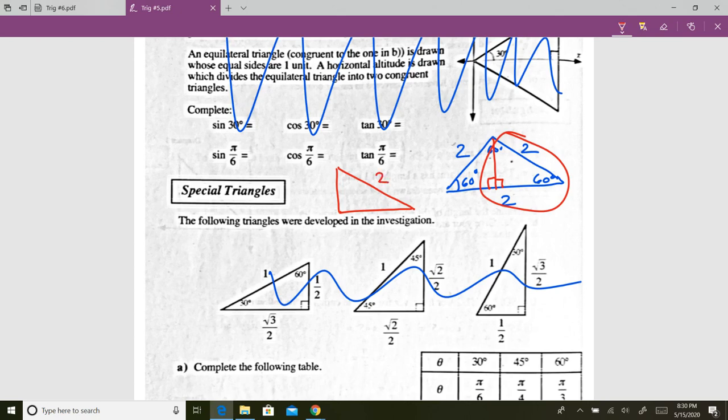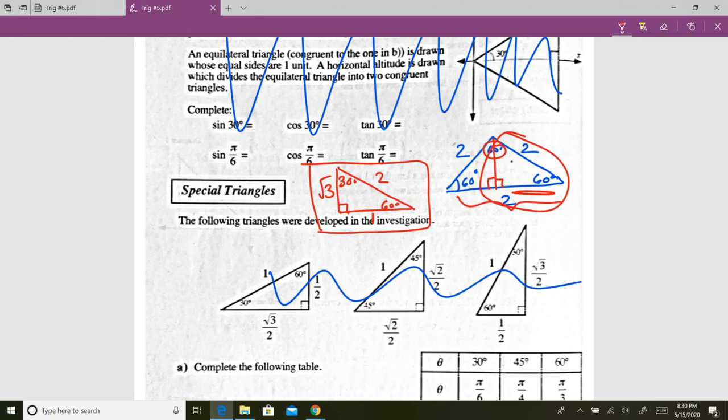This side is still 2. This angle is still 60. This angle here gets cut in half, so it's 30. And this is a right angle. If it's 2 all the way across and we cut it in half, this little bit is 1. And then if you use Pythagorean theorem, a squared plus b squared equals c squared, or in other words, c squared minus b squared, gives you this side, this becomes root 3. You can check that on your own. That is our first special triangle.